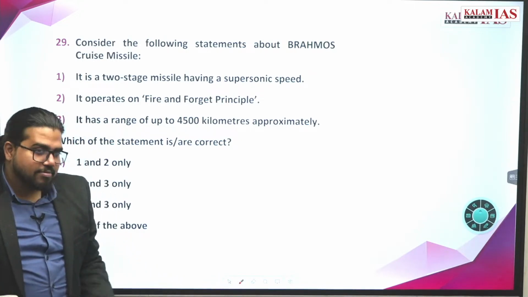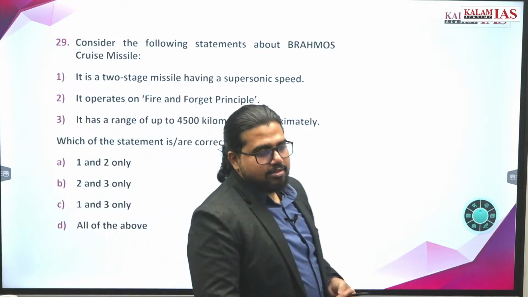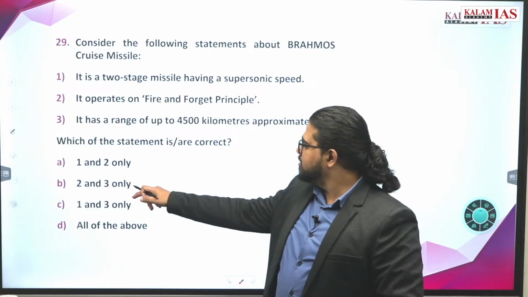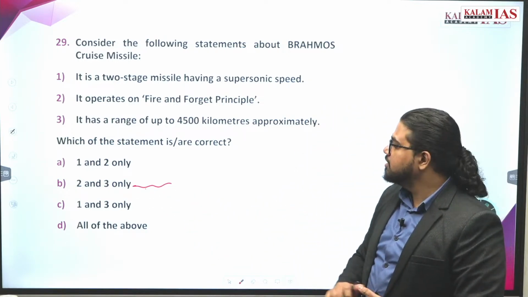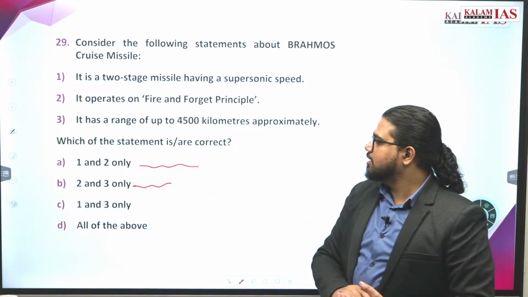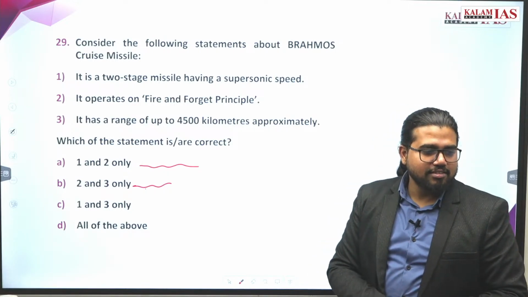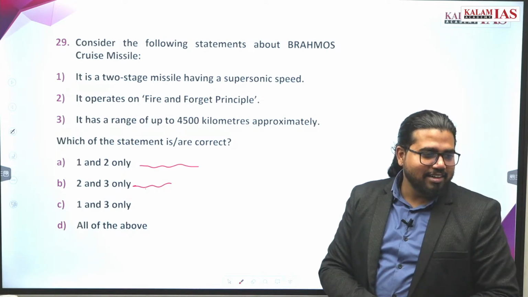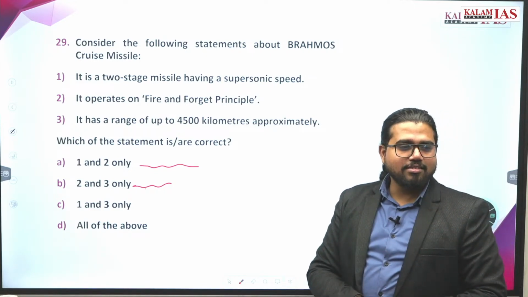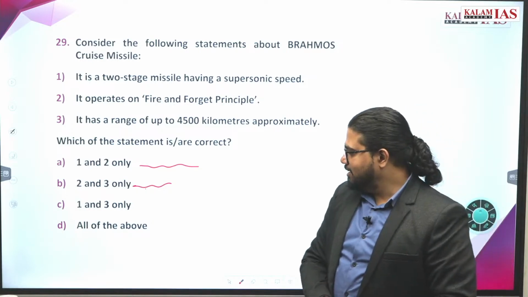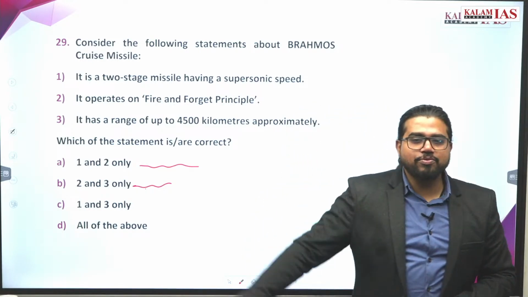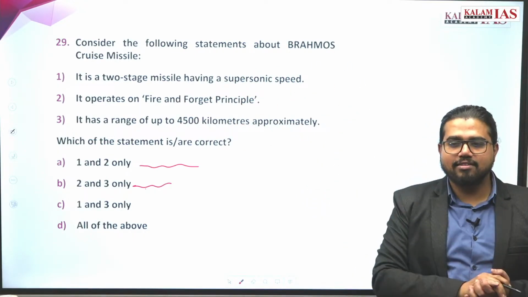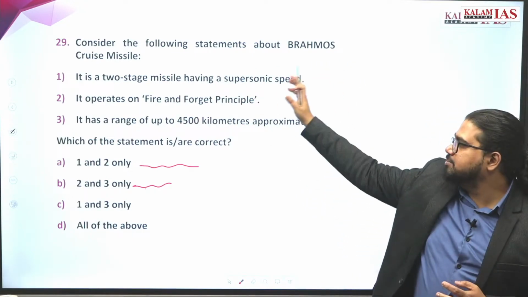Okay. What is the answer? Who is saying B? What are you saying? Any other option? I don't know. At least eliminate one. Which of these options can you eliminate completely? Or at least you can say this is absolutely wrong or right.